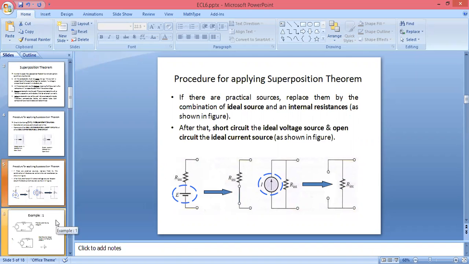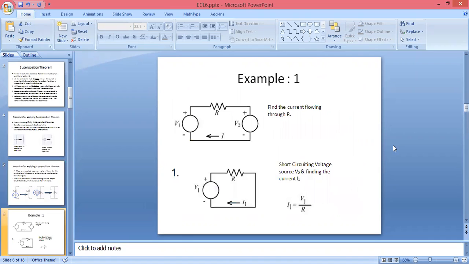Now we will see one example. This is the circuit diagram where two voltage supplies are given, and there is one resistor. We have to find the current flowing through this resistor by using the superposition theorem. So we will consider only one voltage source at a time, and the other voltage source we will take as a short circuit. Firstly, we will short circuit voltage source V2.